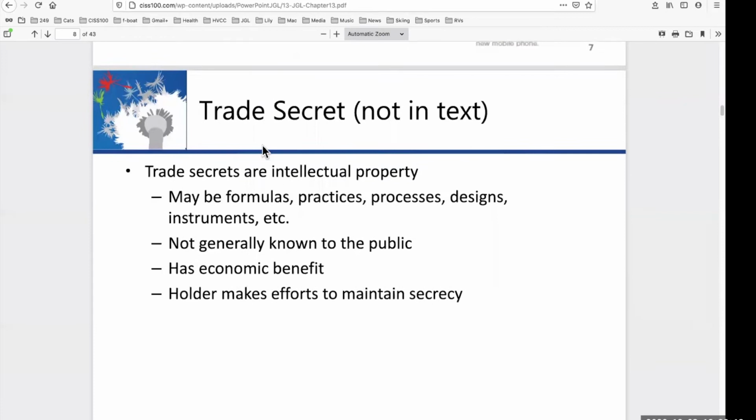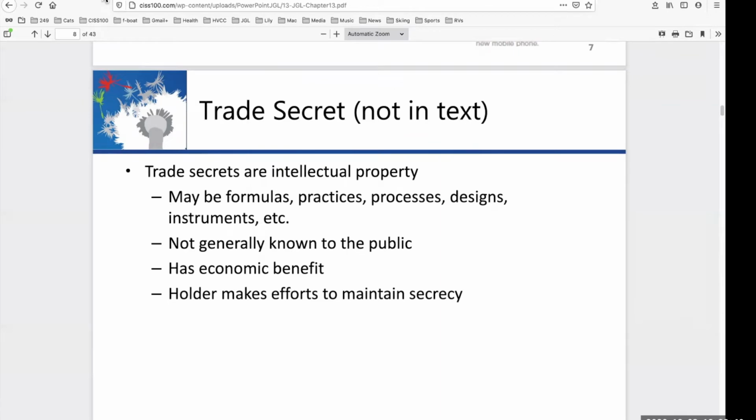What's not in the text is trade secrets, okay? And these are actually very important. They're not registered, okay? But they can be formulas, practices, processes, designs, instruments, etc. Not generally known to the public, have economic benefit, and the holder makes efforts to maintain secrecy.